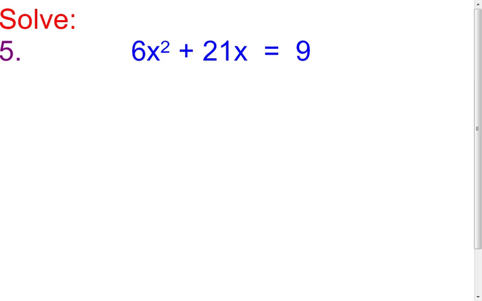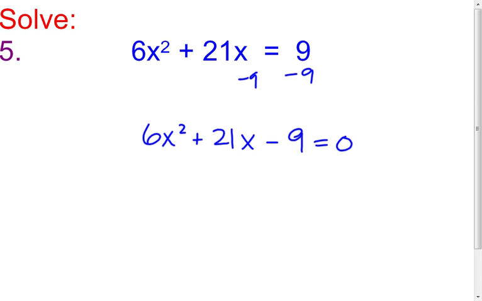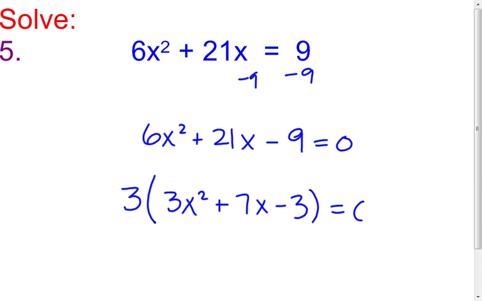All right, we're coming down here. 6x squared plus 21x equals 9. So I will subtract 9 here, and that turns this into 6x squared plus 21x minus 9 equals 0. Okay? Again, you always want to ask yourself, is there anything you can pull out of here? Is there a number that goes into 6, 21, and 9? And there is. It's 3. 3 goes in there, and then I have 2x squared plus 7x minus 3.